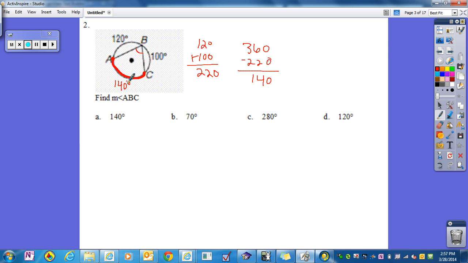Alright, but I'm not done with that because angle ABC is an inscribed angle. The inscribed angle is half of its intercepted arc. So to find the measure of angle ABC, I have to do 140 divided by 2, which is 70.